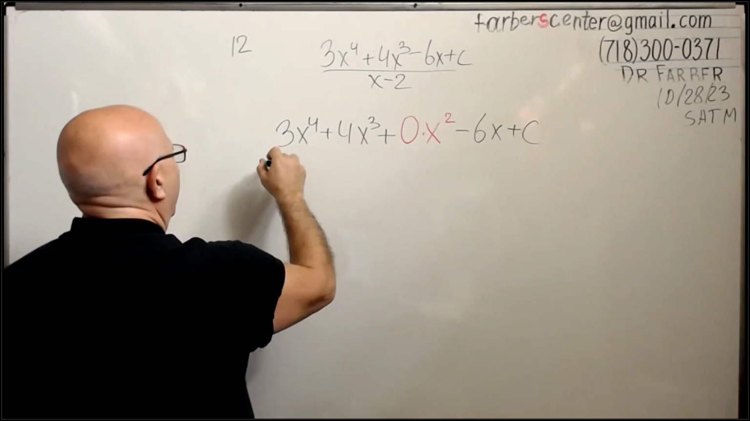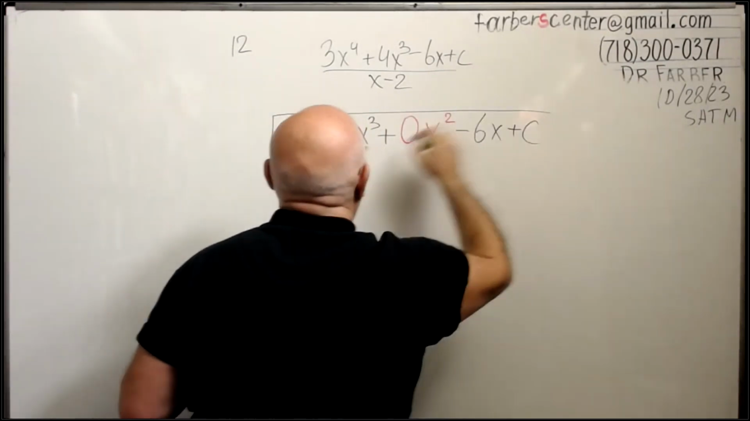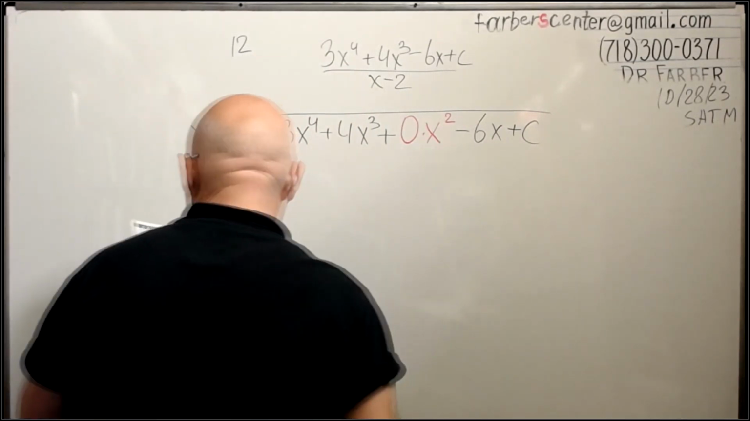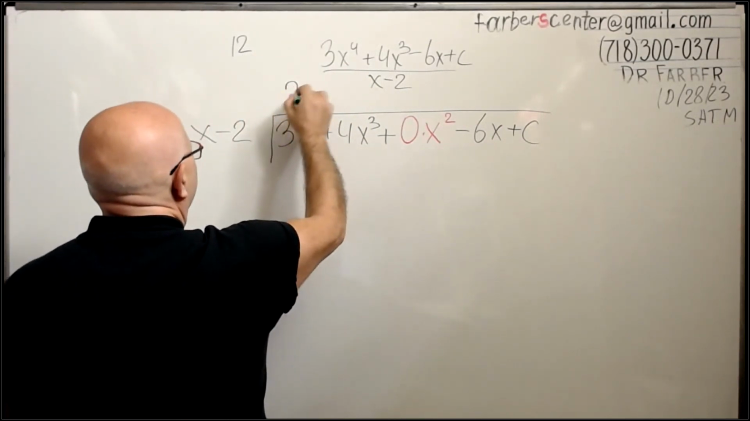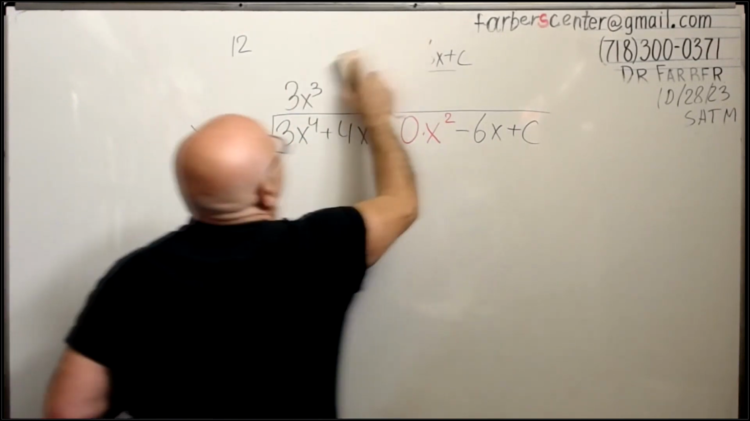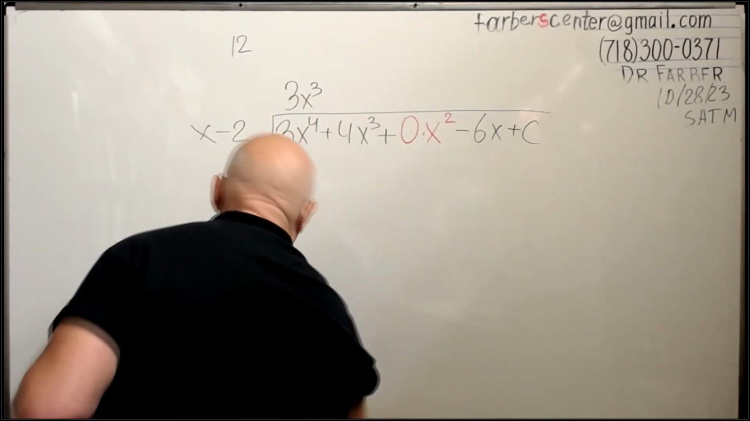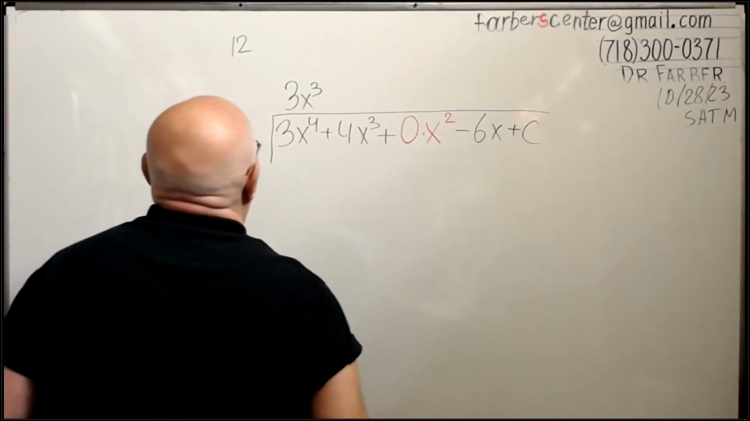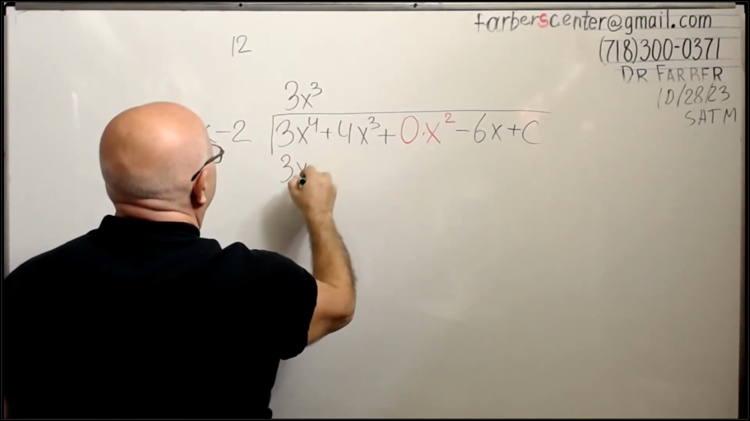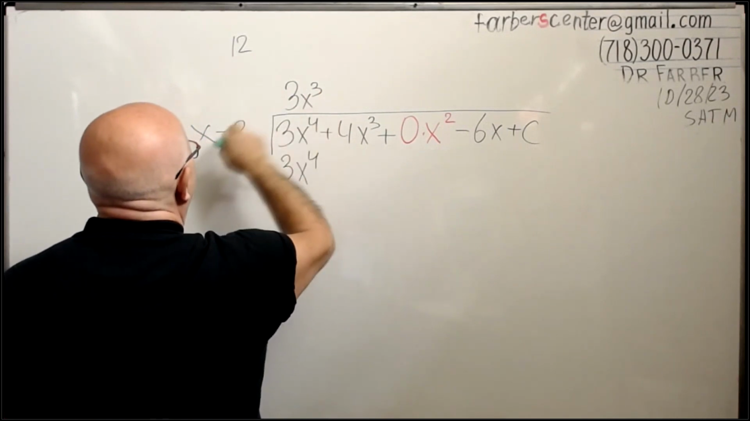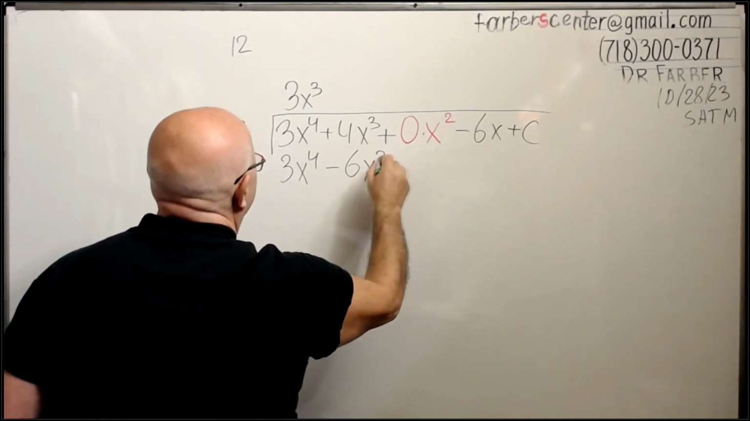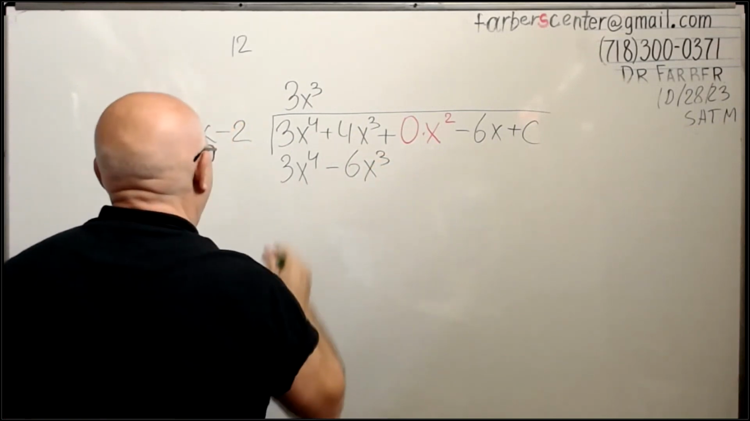And now divide it by x minus 2, like you did today. Let's do it slowly. First of all, it will be 3x cubed. I will erase this one. I need more room. 3x cubed times x is 3x to the fourth. 3x cubed times negative 2, you have negative 6x cubed. So far, so good.